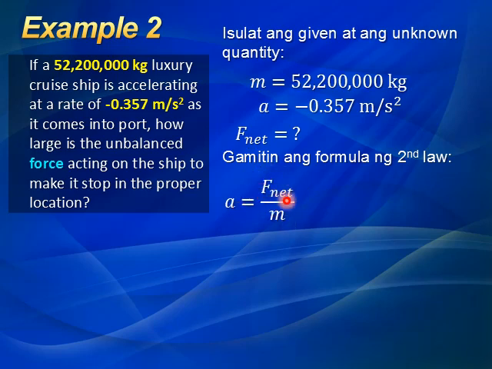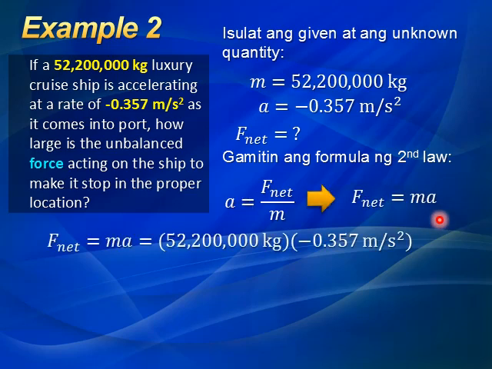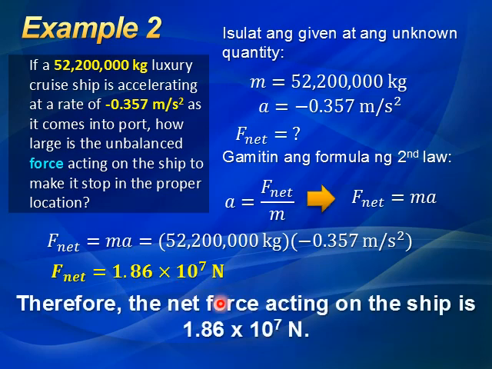So para ma-solve naman this time ang F net, ang kailangan lang natin gawin, i-multiply lang natin yung M sa A. So para cross multiply lang natin siya. So you have F net is equal to MA. So if we will substitute that, you have 52,200,000 kilograms times negative 0.357 meters per second squared. So the final answer is 1.86 times 10 to the 7 newtons. And so therefore, the net force acting on the ship is 1.86 times 10 to the 7 newtons.